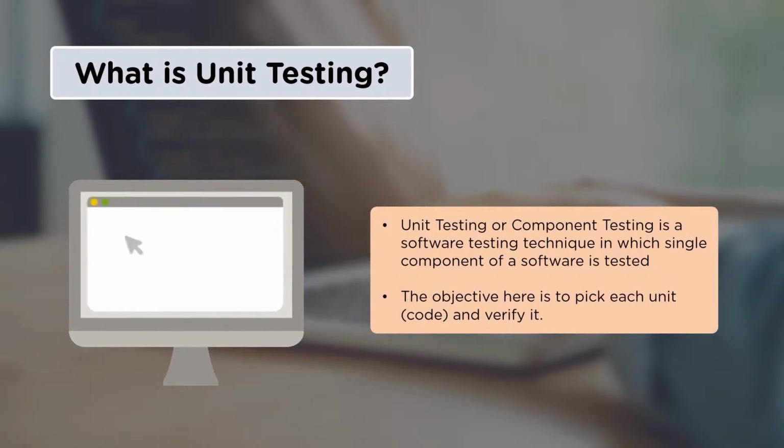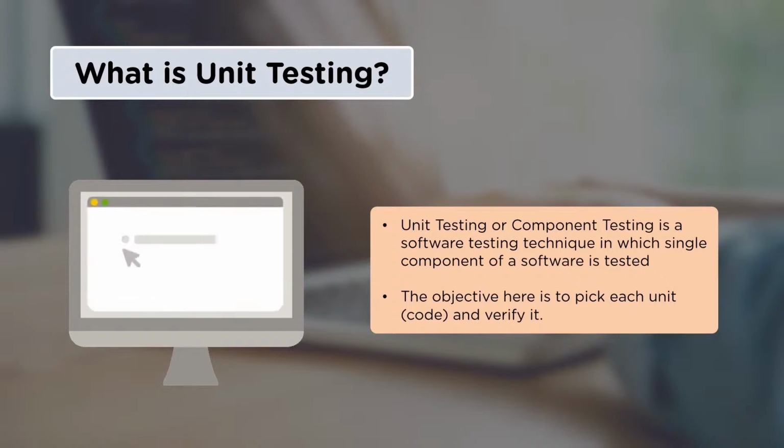Unit testing, which we also call component testing, is a software testing technique in which a single component of a software is tested. We are not talking about how our application is going to interact with other applications; it's not a complete full-fledged application testing. What we are focusing on is how we can validate and test a single component.